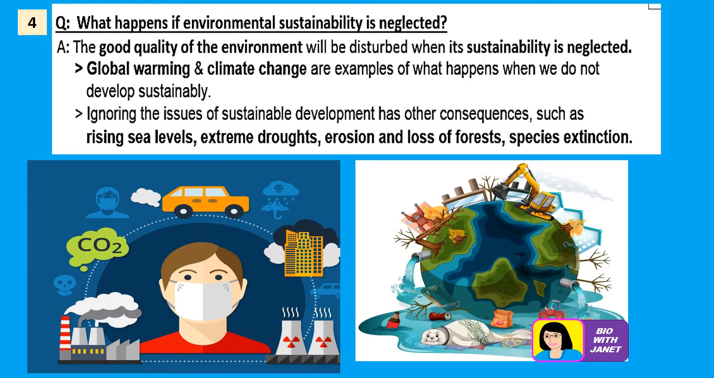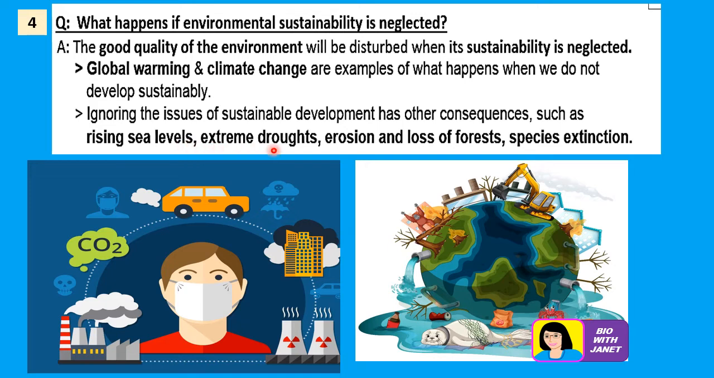Now, what happens if the opposite occurs where environmental sustainability is neglected, as is happening in some parts of the world today? So the good quality of the environment will be disturbed when its sustainability is neglected, and this will cause global warming and climate change, where there are droughts and floods, and very strong typhoons that cause destruction. Now, apart from that, there'll be rising sea levels as is occurring in the world today. Some islands will be completely submerged later on because of the rising sea levels.